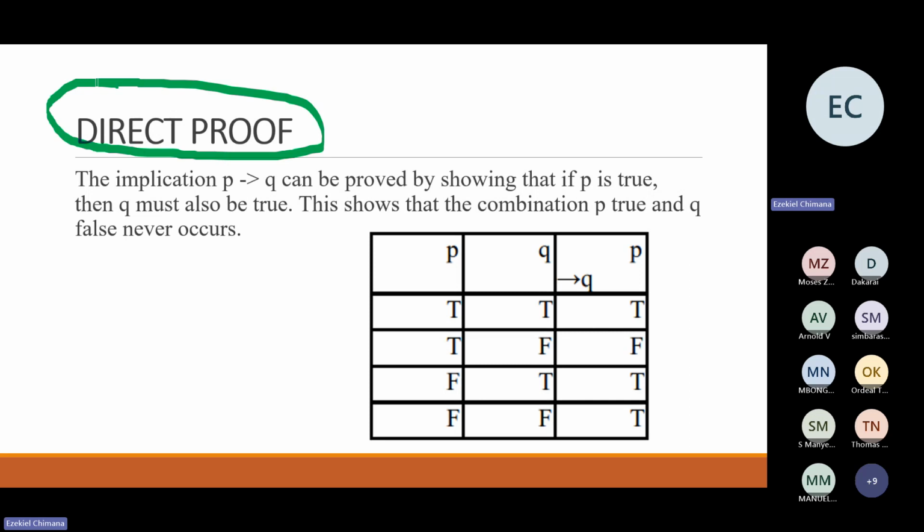The implication P implies Q can be proved by showing that if P is true, then Q must also be true. This shows that the combination of P true and Q false never occurs. So you are saying, if P implies Q, then if P is true, Q is also what? Is also true.